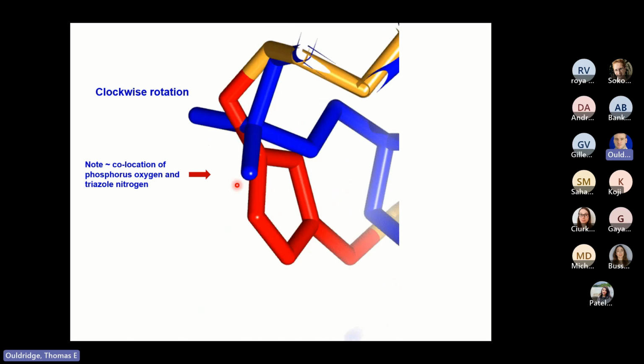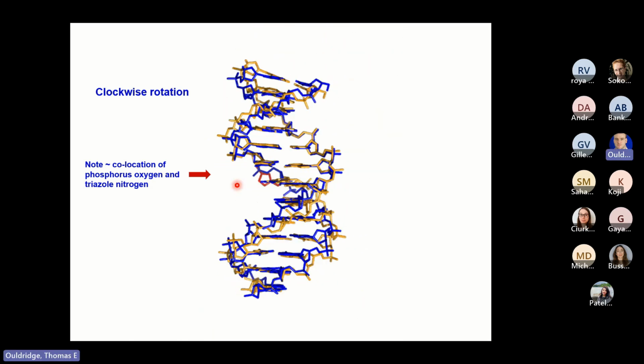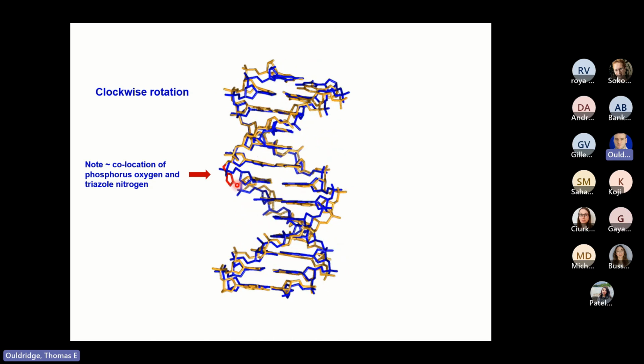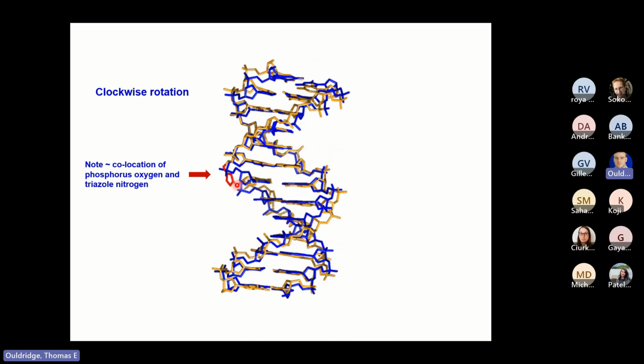Let me show you that one again. You can see the triazole in red compared to the other strand, which is the control strand, which doesn't contain a triazole. So this is an overlay of a triazole DNA against the normal DNA, and it's an NMR structure. So it tells us there's a little bit of distortion and a little bit of instability.